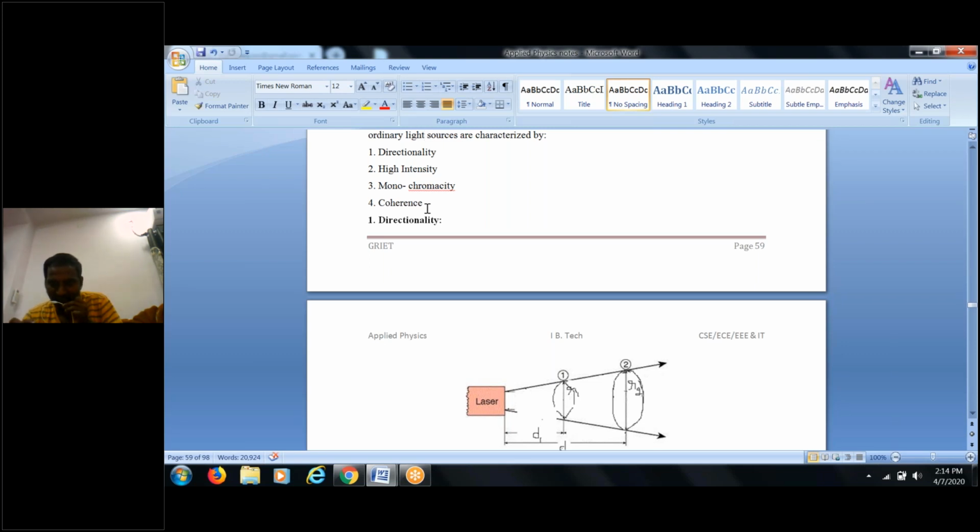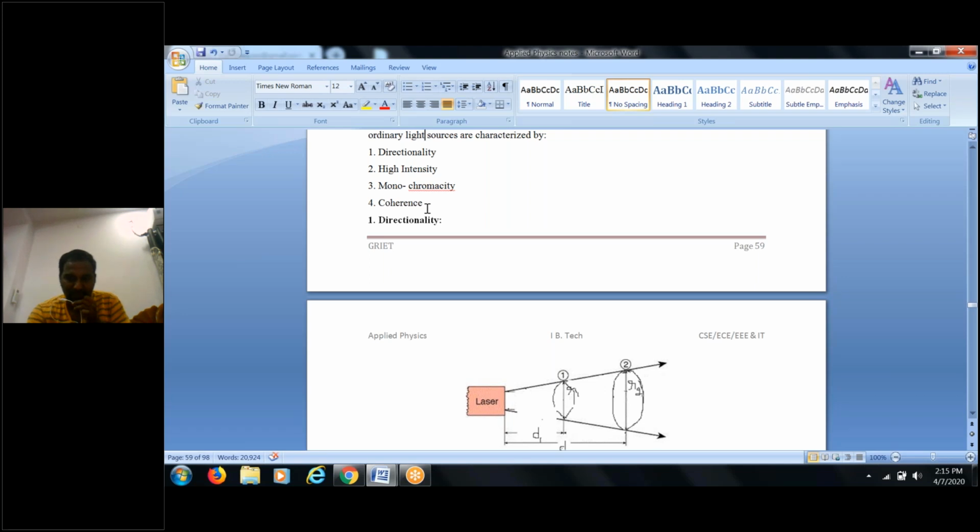Laser is a kind of electromagnetic radiation with absolute purity and high intensity, which were never found before in any other electromagnetic radiation. Once again, I am repeating the exact way of defining laser light. Laser is a kind of electromagnetic radiation with absolute purity. It is a pure form of light. That's why, with absolute purity and high intensity, which were never found before in any other electromagnetic radiation. So this is the exact way of defining laser light.